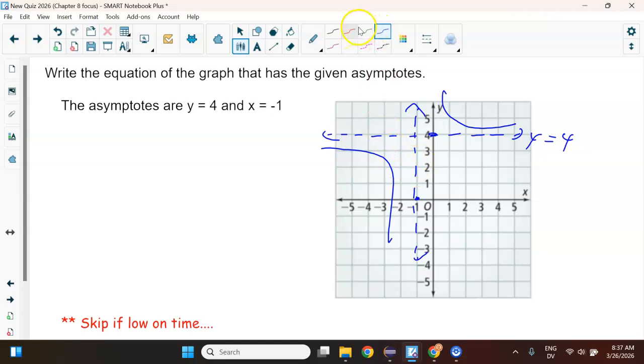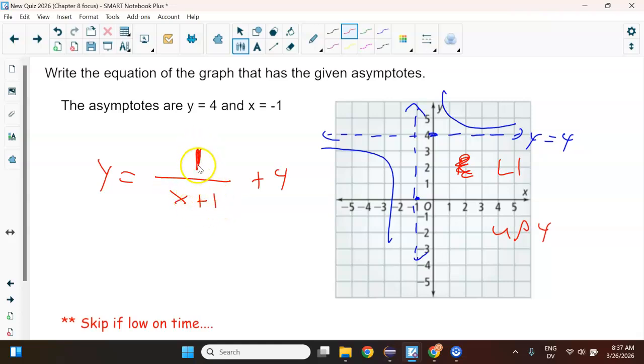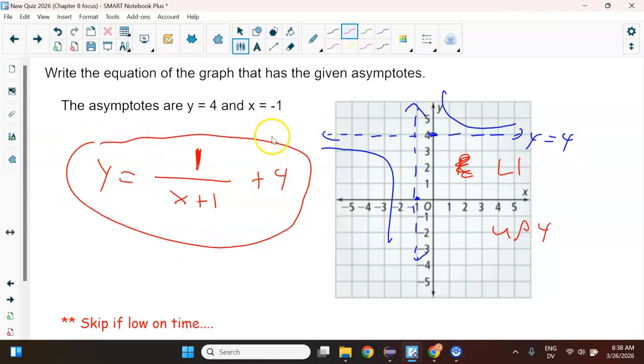And so all I really did there is I knew we went to the left by 1 and up 4. So when I do my transformations in my equation, I want to have an up 4 here and a left 1 on the bottom. So I'm going to add 1 there to make it go left 1. And again, I'm just going to use my default number of 1 on the top. Okay, and that equation would definitely have those for its asymptotes.